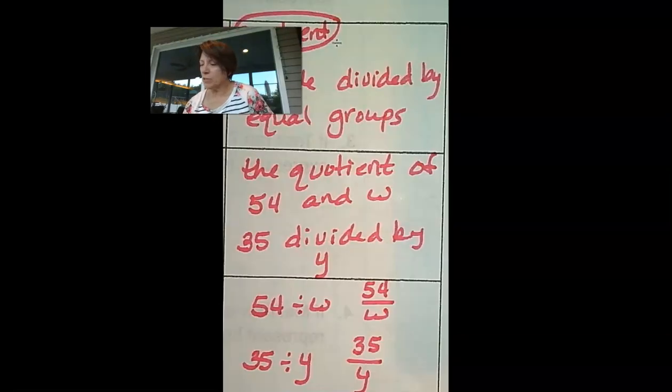All right, a couple of options for division here. The quotient of 54 and W, just like with subtraction, we know that 54 is being divided by W because of the order in which it's written. So those just go in the order. The quotient of 54 and W, 54 divided by W. Another way to write a division problem is 54 fraction bar W. That means the same thing, these two. 35 divided by Y, or 35 over Y.